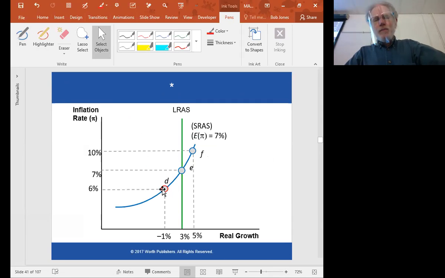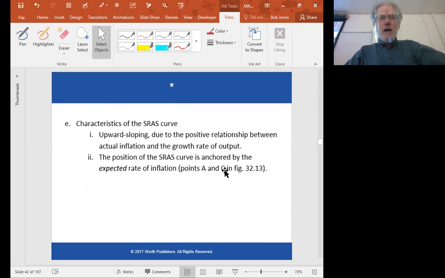Here, this shows we went through the analysis showing that if the actual inflation rate was equal to the expected, we would be at the potential growth rate. If we have more inflation than was expected, we'll be above the potential growth rate. If we have less inflation than was expected, then we'll be below the potential growth rate. So this is the derivation of that upward sloping short run aggregate supply curve. It is upward sloping because of the positive relationship between actual inflation and the growth rate of output.